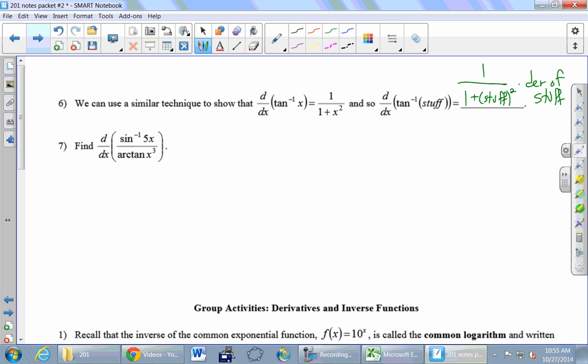Okay, so let's bring all of our new rules together and try to find the derivative of this beast. Inverse sine of 5x over arctan of x cubed. So first, arctan is another way to just write what? Inverse tan, right? So it's just the same thing. Okay, what rule do we need to apply first and foremost? It's a quotient rule, right?